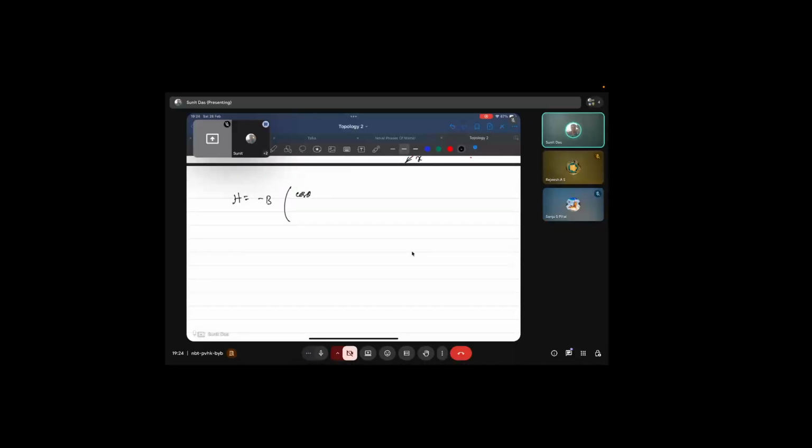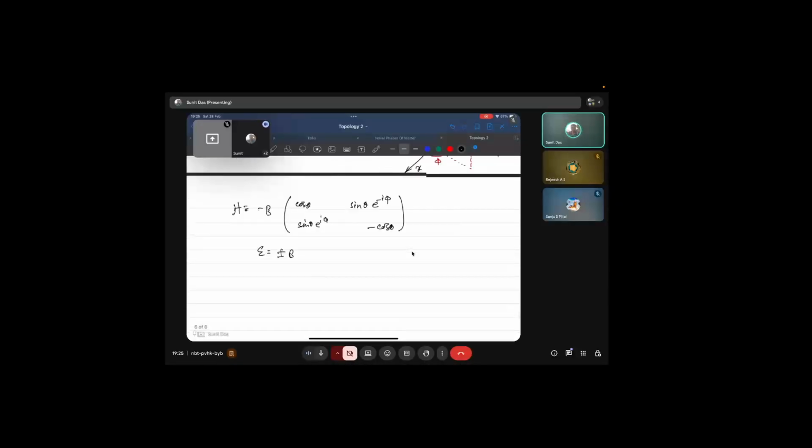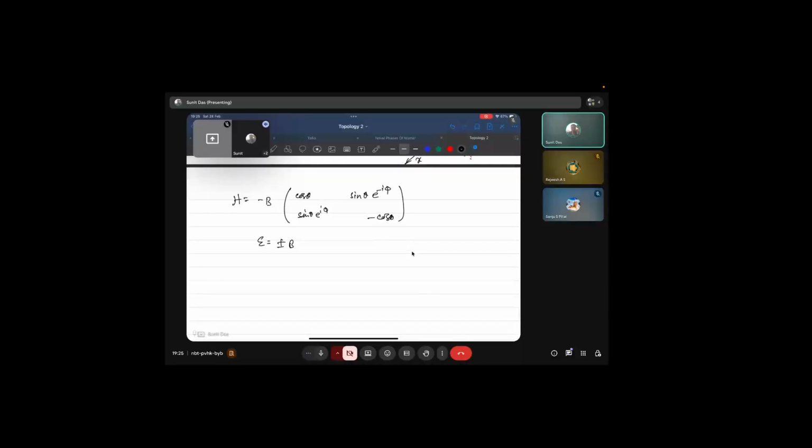So what will happen? This you can work out, I am not writing it. You can write that as cos theta, sine theta e to the power minus i phi, and then sine theta e to the power i phi and minus cos theta, right? So if you expand in terms of sigma x, sigma y, and sigma z, you will get this Hamiltonian. Now, what will be the energy? The energy eigenvalues are simply plus B and minus B. You can just work this out, I mean, determine its eigenvalues.